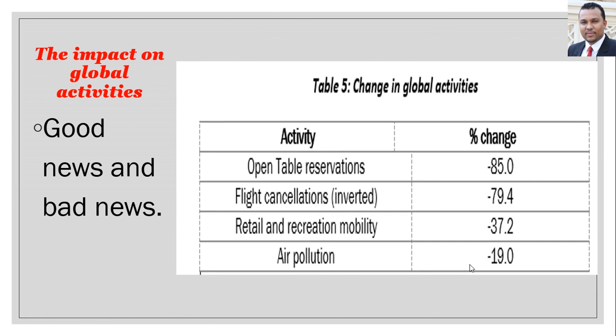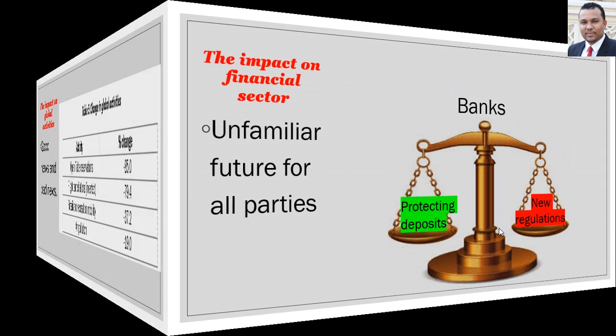The next impact of COVID-19 on global activities, good news and bad news. Good news in some cases like air pollution. Air pollution decreased by 19%. Yes, good for the global economy, good for the environment, and for all issues. Bad news for some sectors like the restaurant sector, OpenTable reservations decreased by 85%, negative impact. Flight cancellations with the airlines, negative 79.4%, yes, negative. Retail, negative 37.2%, the same negative for the retail industry.